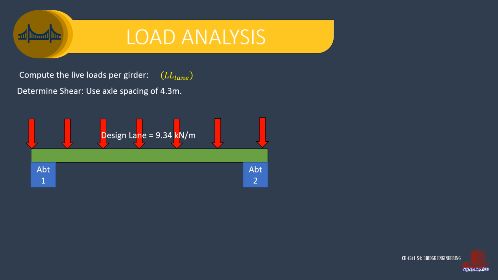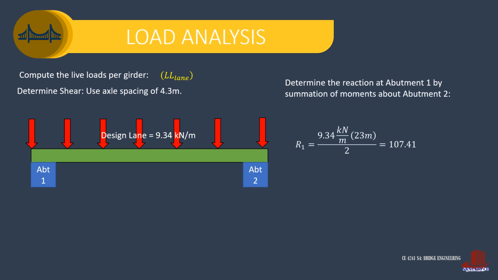The third is the design lane, and this is a uniformly distributed load along the span. Using 0.64 kip per foot, or 9.34 kilonewtons per meter, the reaction is solved as WL over 2. That's 9.34 times 23 over 2, or 107.41.